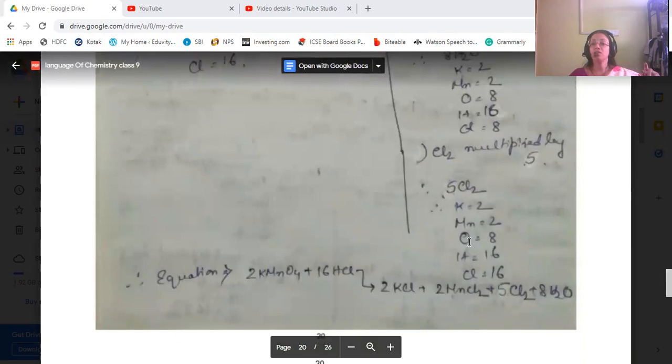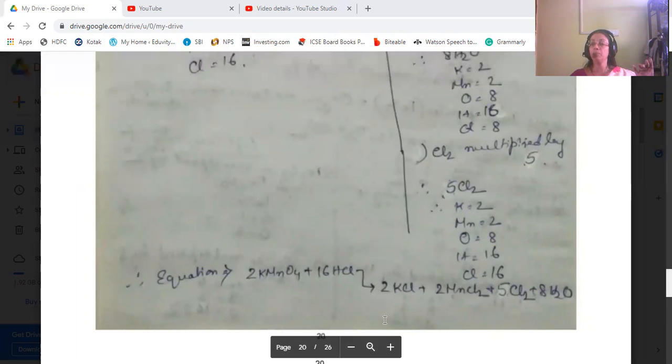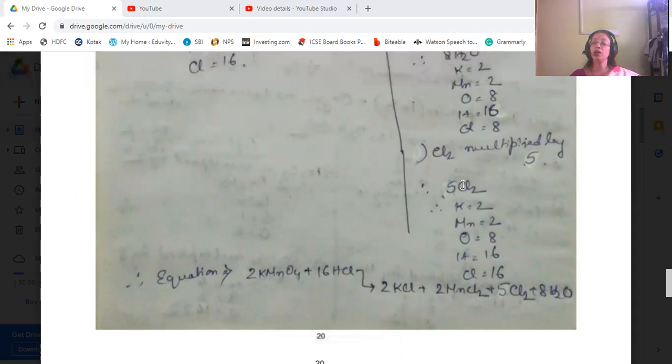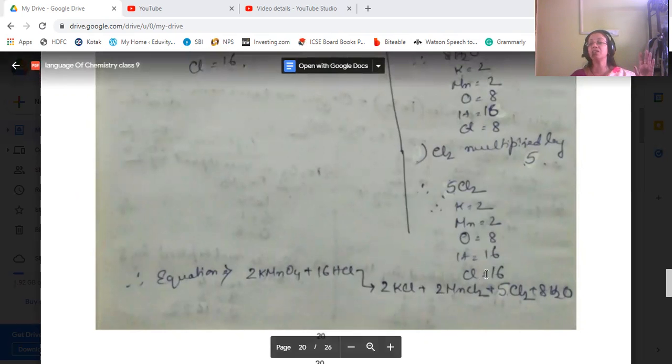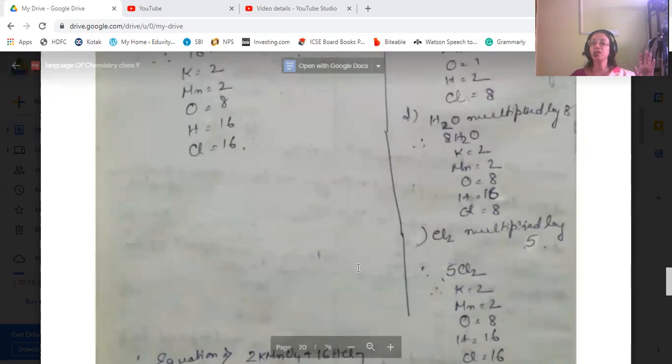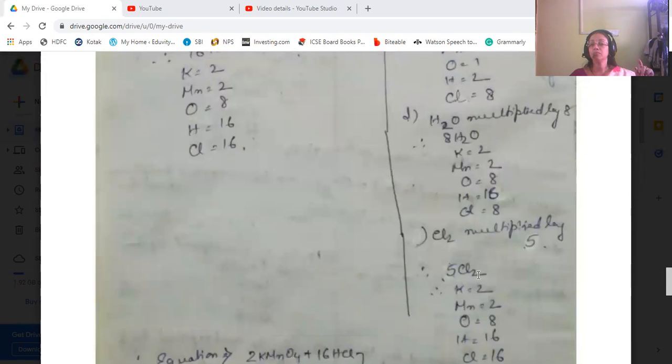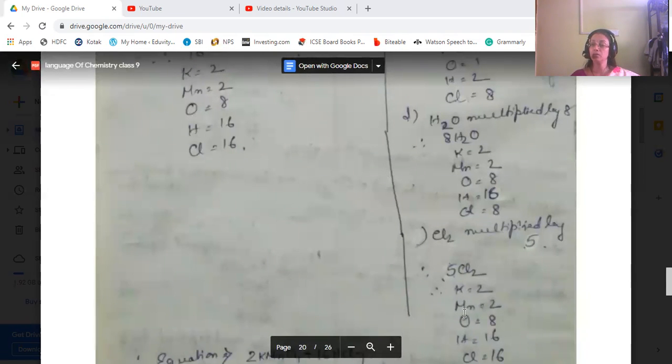So Cl2, which is on the product side, is multiplied by 5. Now it becomes 5 Cl2. So what we get now on the product side is K is equal to 2, Mn is equal to 2, O is equal to 8, H is equal to 16, Cl is equal to 16. Now see, after the fifth and last step, we get all the atoms equal.